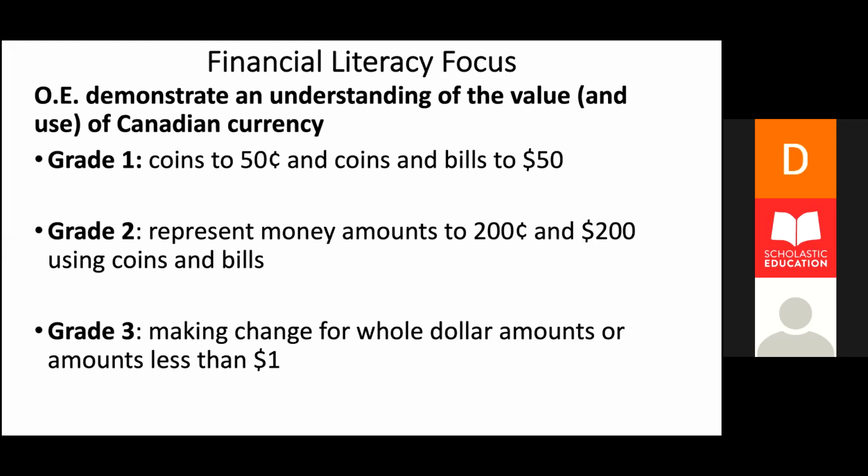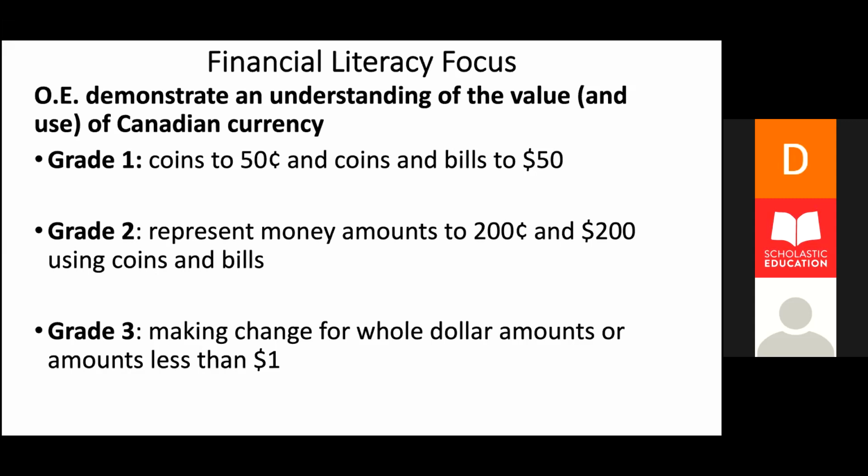You'll notice that the values are different here. Grade 1, they're doing coins to 50 cents and coins and bills to $50. What you'll notice is these do line up with the numbers that the kids are studying in number. That is why we put number in with financial literacy in Math Place. So the kids are doing coins to 50 cents and bills to $50, not a mixture of the two. The same with grade 2.